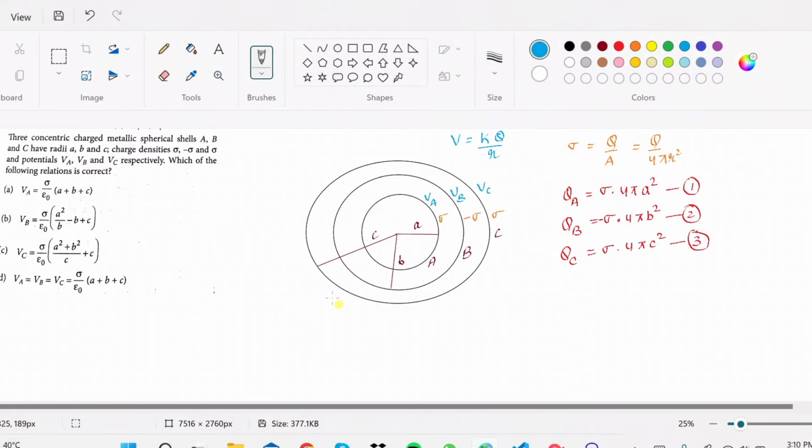So first of all we will find the potential due to the first one. Now pay attention here very carefully. The potential here will be VA, which is the potential on the first sphere. Listen very carefully.